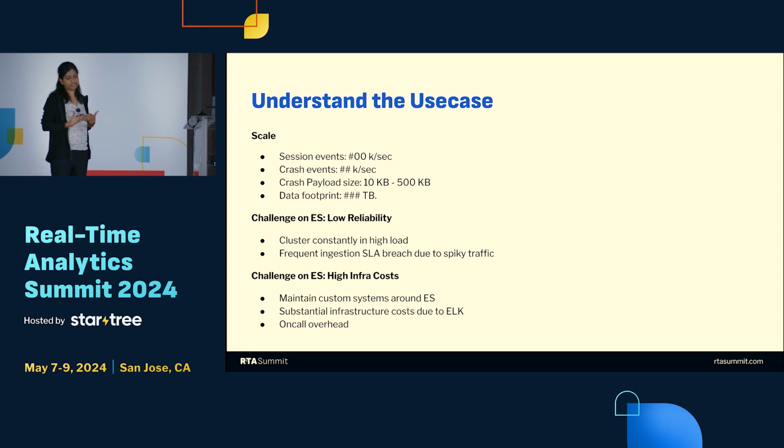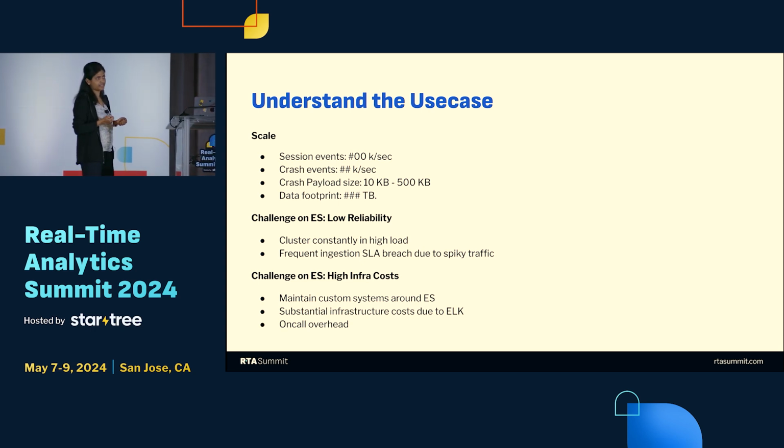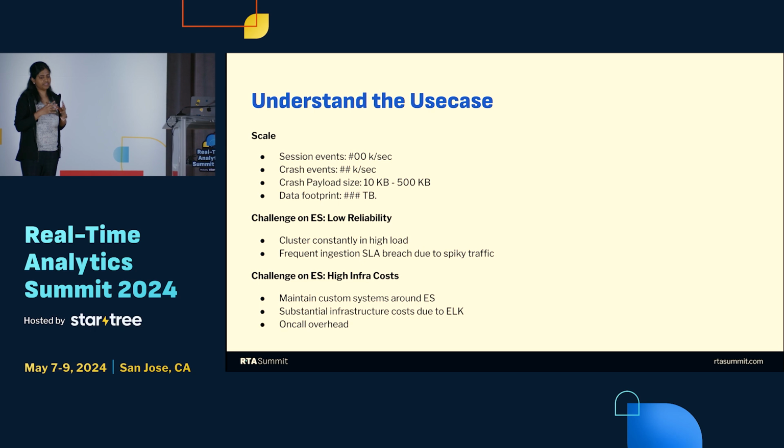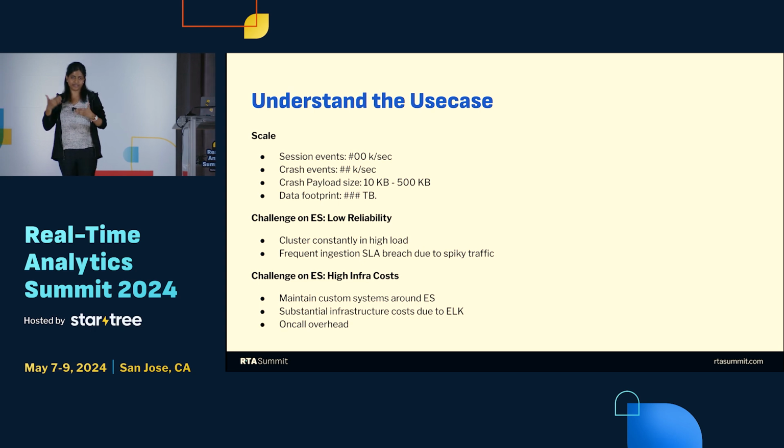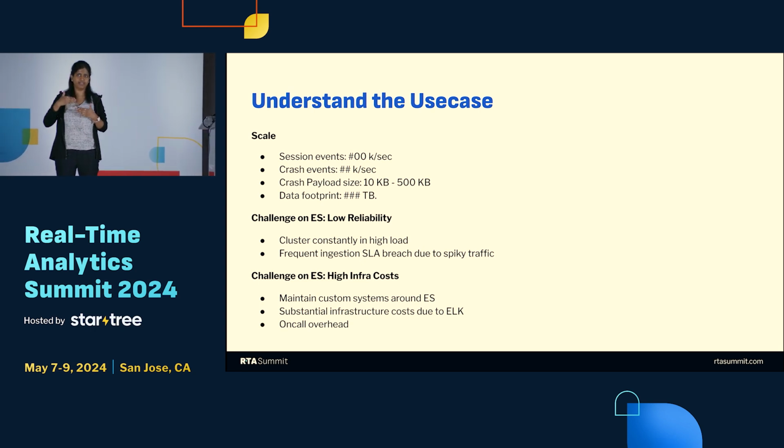They were also running into some challenges on Elasticsearch with respect to reliability and high infra cost. On the reliability side, the cluster was constantly having ingestion spikes, and when the ingestion spiked, they were not able to relay this information, because a higher ingestion rate is an indication that your crash data has increased. So you want to know immediately what is going on, right? But that was the time we used to have reliability issues, and we were not able to get the data in real time.